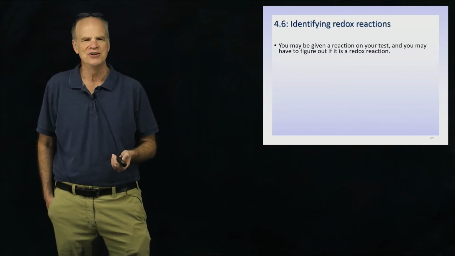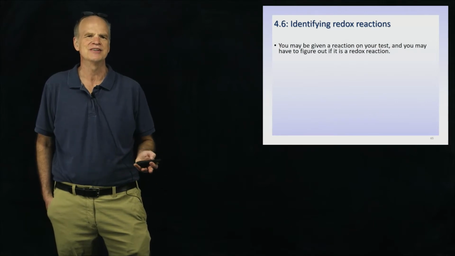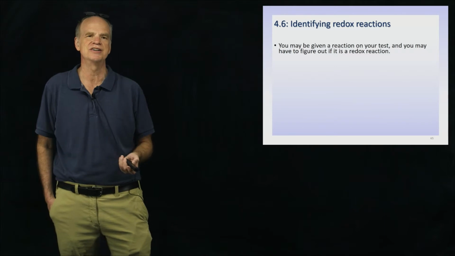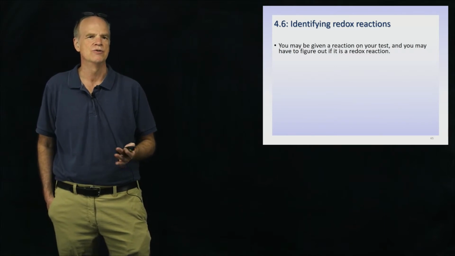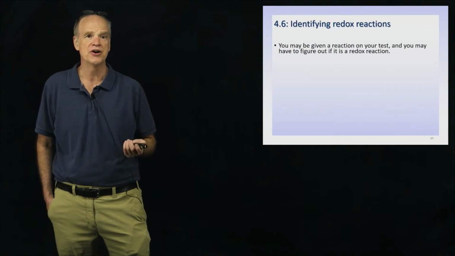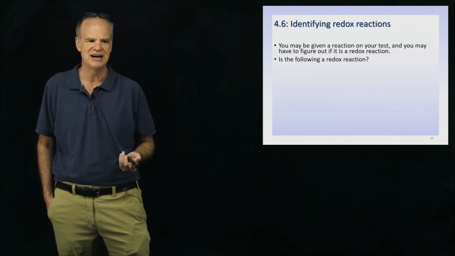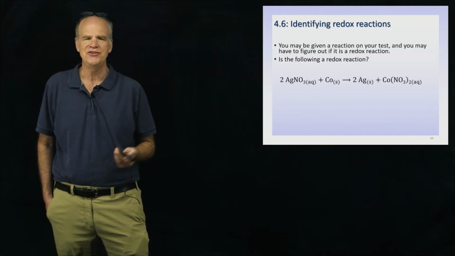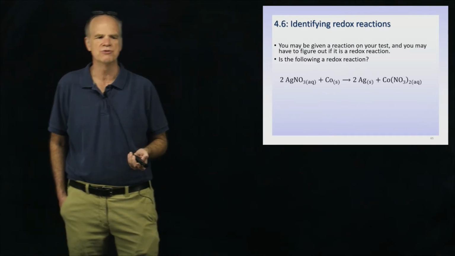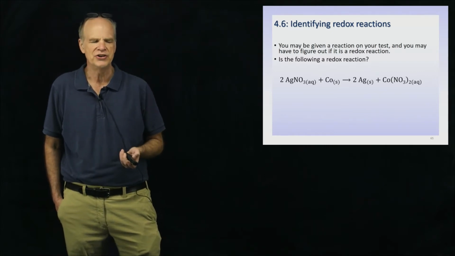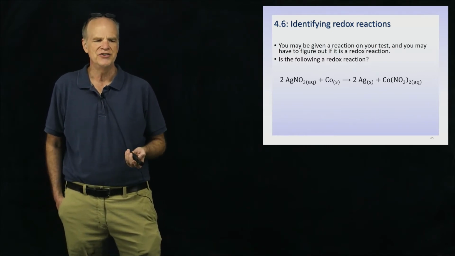And so the problem is you'll be given, say, 5 chemical reactions, and you're going to have to identify which one is a redox reaction. Or it could be that 4 of the reactions are redox reactions, and you have to figure out which one is not the redox reaction. So as an example here, we have this chemical reaction, sort of a standard one you might see on your homework or your test. And so let's take a look at it.